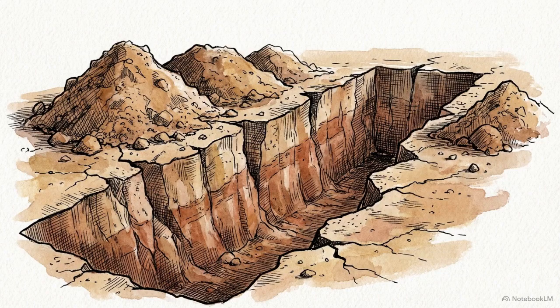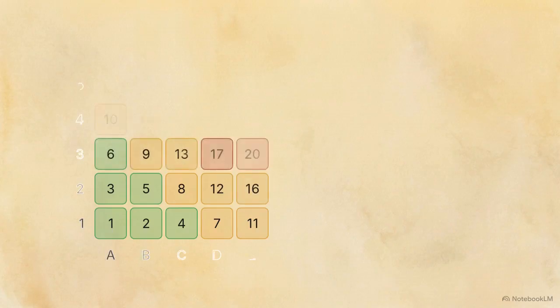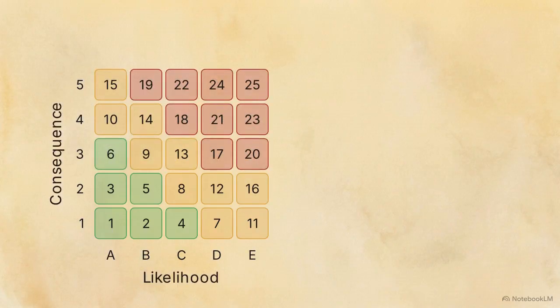Step 3 requires us to calculate the raw risk. This is the worst-case scenario evaluation before any safety controls are considered. This is a standard 5x5 risk matrix. We use this grid to calculate our raw risk score by plotting the potential consequence on the vertical axis against the likelihood of the event on the horizontal axis.